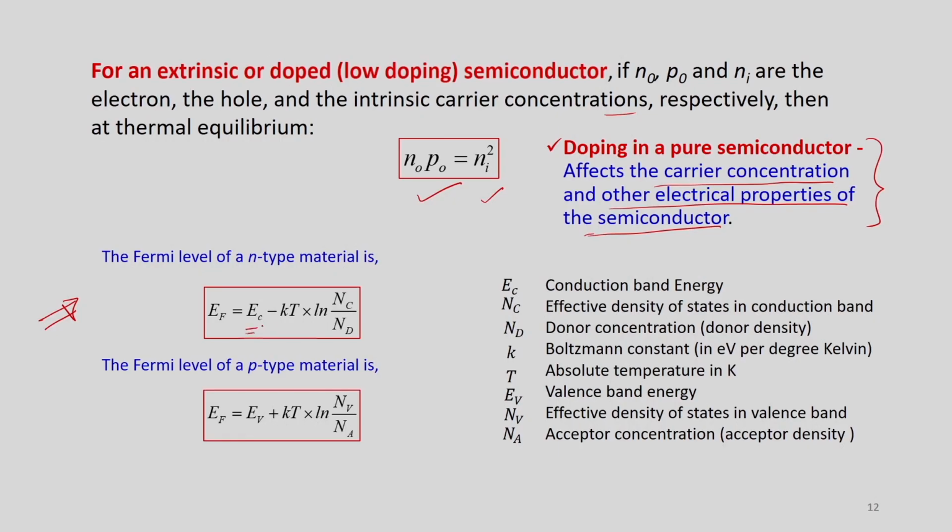So this is Ec minus Kt into ln of Nc by Nd. Ec is the conduction band energy, Nc is the effective density of states in the conduction band, and Nd is the donor concentration, the donor density. K is Boltzmann's constant, which we have already defined, and its unit is electron volt per Kelvin, not degree. Centigrade means degree, and T is in absolute temperature, which should be in Kelvin. Ev is the valence band energy, Nv is the effective density of states in the valence band, and Na is the acceptor concentration, or acceptor density. These are the terminologies used, and we can use these two expressions for calculation of the Fermi energy level for N type and P type material.